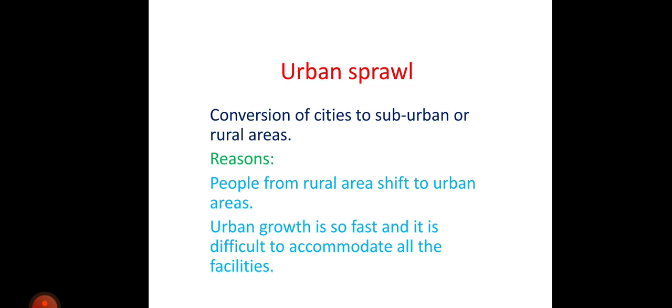Urban sprawl: conversion of cities to suburban or rural areas is termed as urban sprawl. What are the main reasons for urban sprawl? People from rural areas shift to urban areas. Urban growth is so fast and it is difficult to accommodate all the facilities. This leads to urban sprawl.